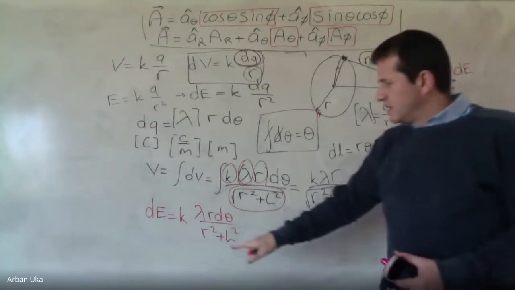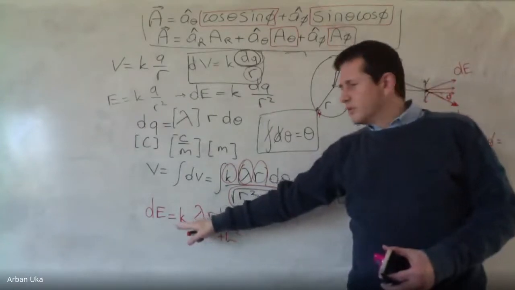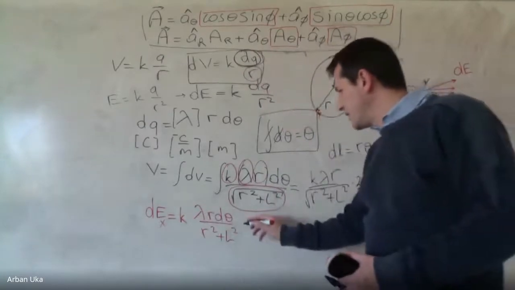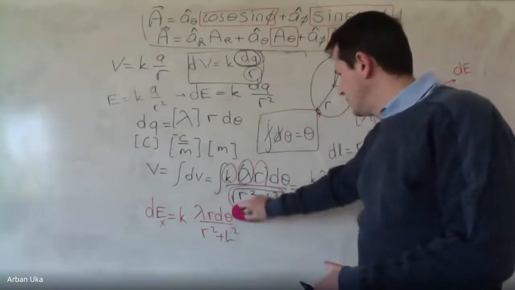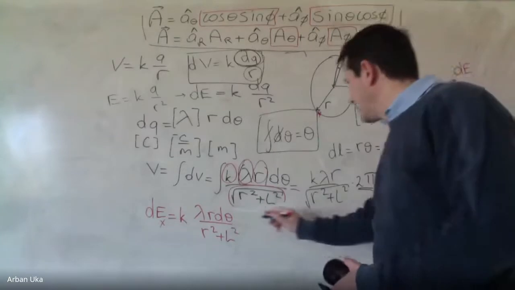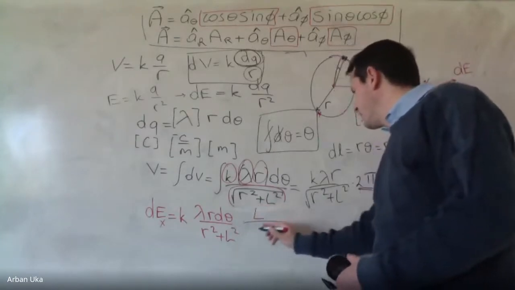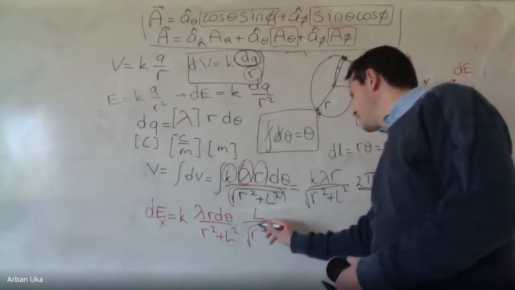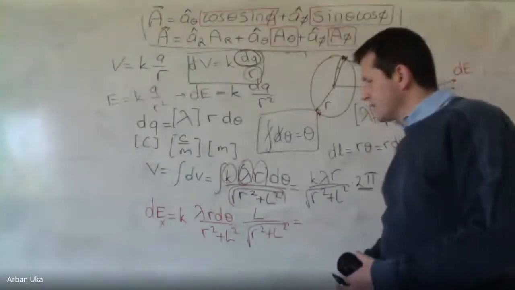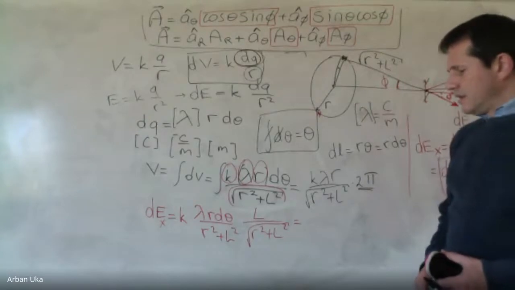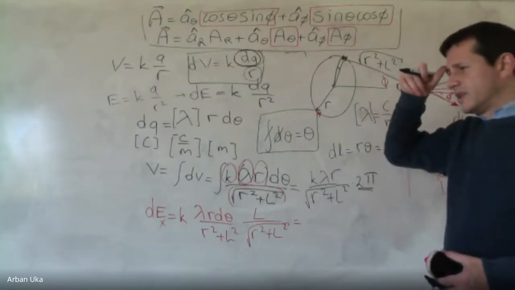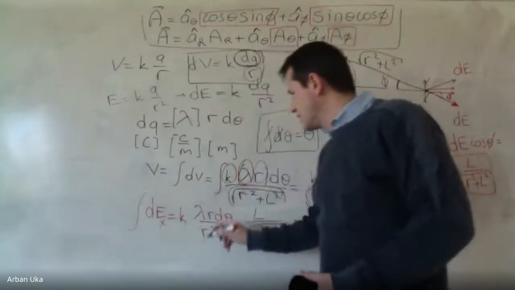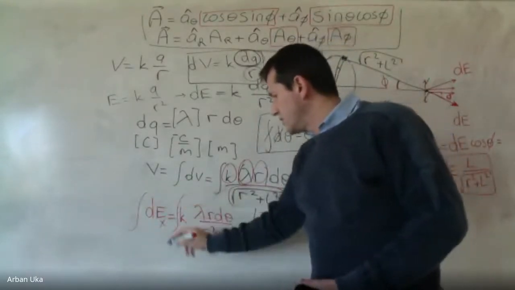So far, this is dE. Now, we can call this one dEx. If we multiply this by the cosine, because that's the only term missing, we have L over the square root of R squared plus L squared. So this is dE. I think this is all, and the only thing that remains is that we need to integrate both sides of the expression.